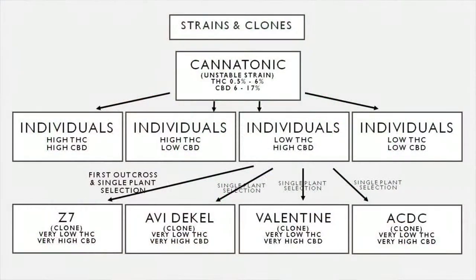Now Z7 is interesting because it's not actually just a single plant selection out of these seeds. It's actually another cross. So they've taken an individual out of this, crossed it with some other randomly selected high CBD individual and ended up with a Z7.